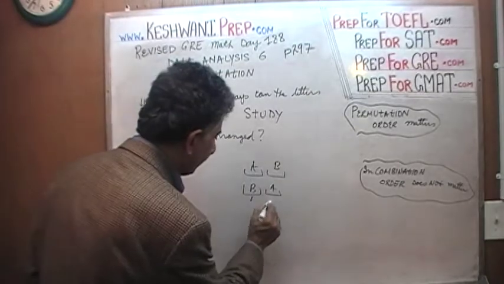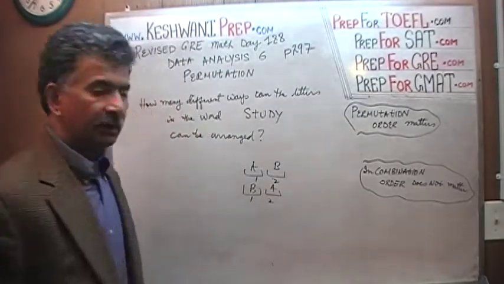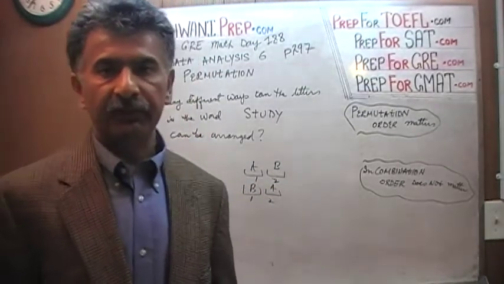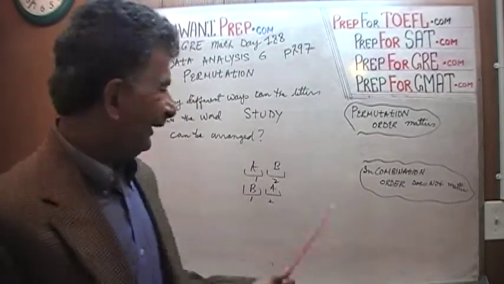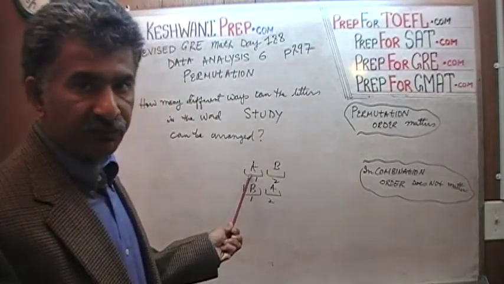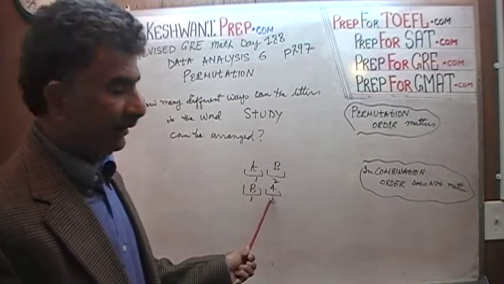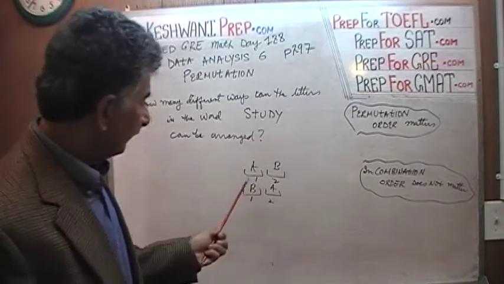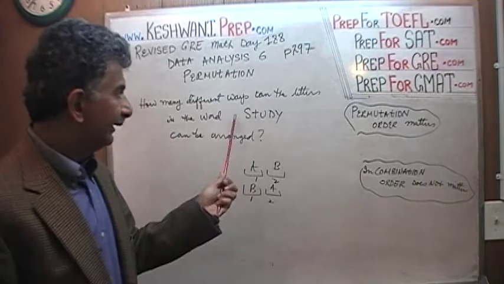These chairs have significance. These locations have significance. These are locations, they have addresses, the first place and the second place. And putting A in the first place is different from putting A in the second place and putting B in the first place. This is called permutation. This is what we are dealing with here.